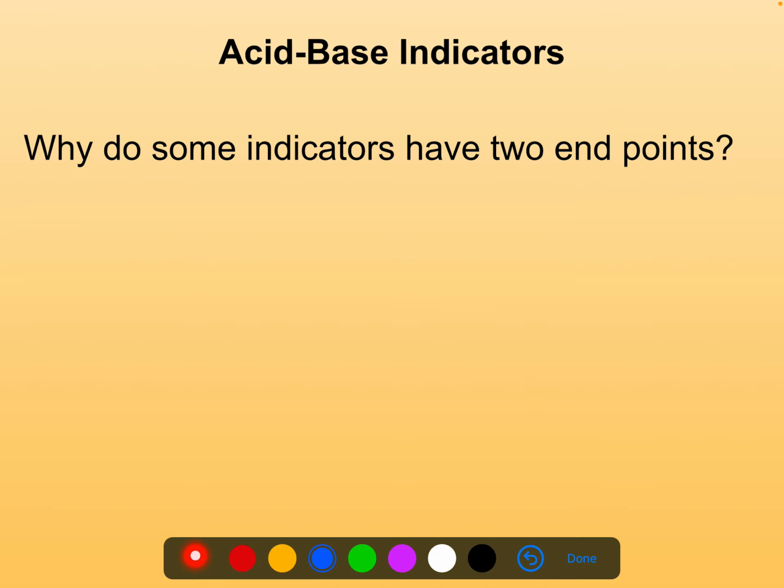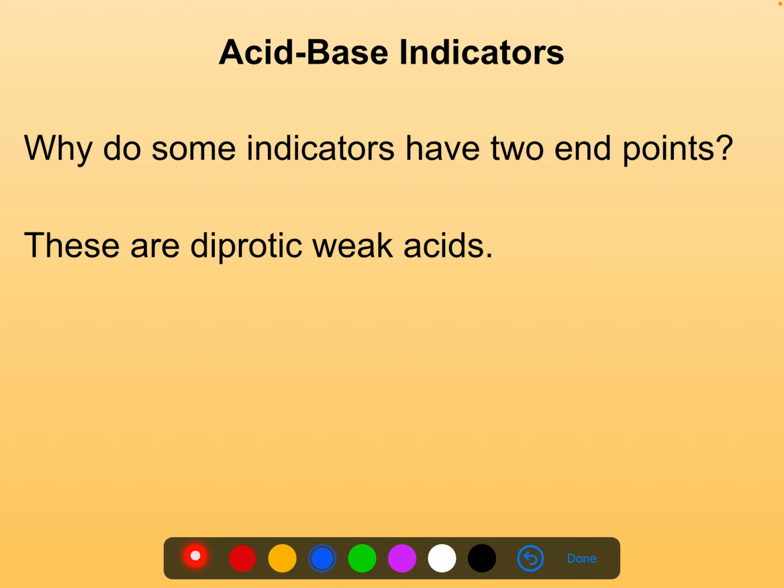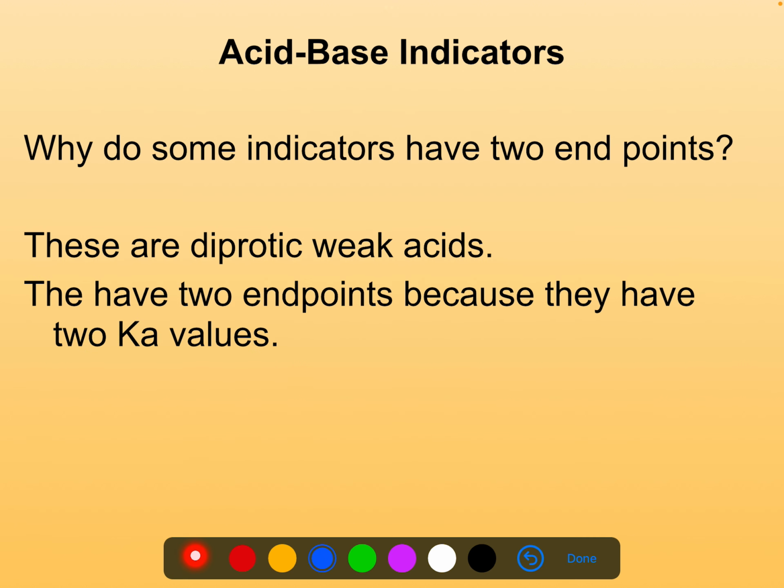Looking at why some indicators have 2 endpoints. And like I said, these typically are going to be diprotic weak acids because there are 2 hydrogens that ionize. There are 2 different color changes that occur because there are 2 different Ka values for the original weak acid and its non-protonated form, its ionized form. So that's why we see some of those different ones.